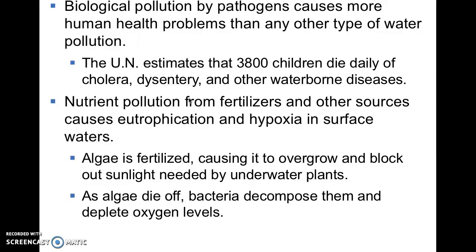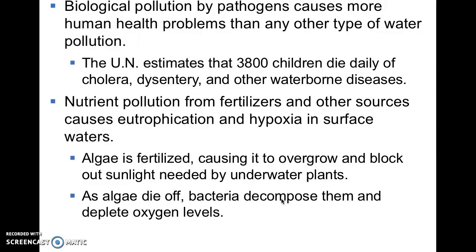Then we also have nutrient pollution, which we've talked a lot about before. From fertilizers and other sources, it causes eutrophication and hypoxia in surface waters. We learned about this process before, where the excess phosphorus and nitrogen run into the bodies of water. The algae now gets fertilized by it, so they overgrow, and this is what we talked about. As they overgrow, eventually they die, and then the bacteria eat all the dead algae and suck all the oxygen out of the water. But they can also cover the body of water and block out the sunlight needed by underwater plants. So there's a bunch of ways that eutrophication can affect a body of water.